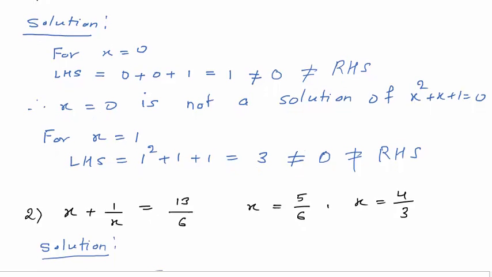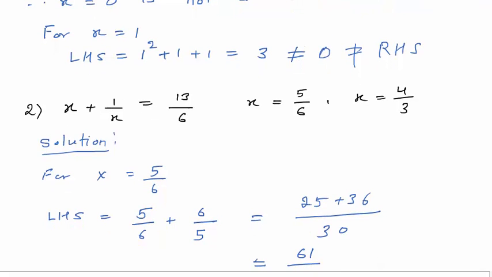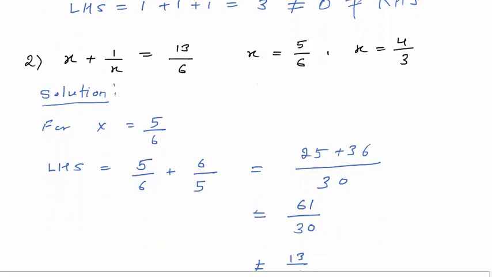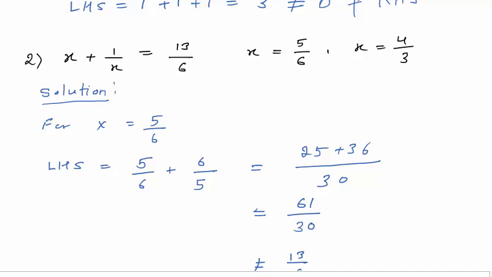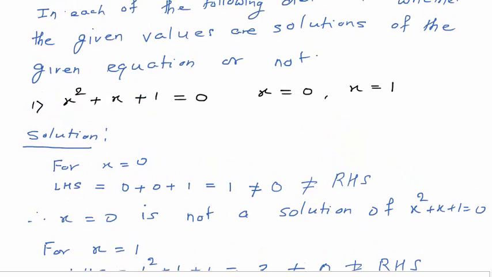The second problem is x plus 1 upon x is equal to 13 upon 6, and two values of x are given: 5 by 6 and 4 by 3. Let us first try with 5 by 6. The left hand side is 5 by 6 plus 1 upon x, which will become 6 upon 5. After solving, I am getting the result as 61 upon 30, which is not equal to 13 upon 6. So x is equal to 5 upon 6 is also not a solution of this given equation.